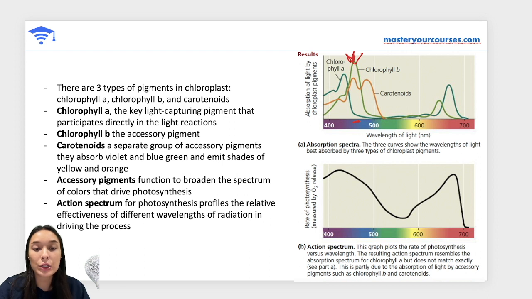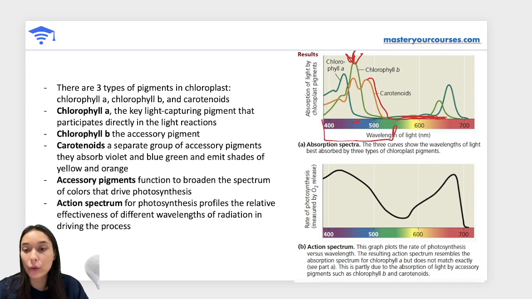So the carotenoids are actually what make up carrots, and you can remember that because they are reflecting yellow and orange light. If you look at where the carotenoids end, they're not absorbing any of this yellow, orange, and red light. That means they're reflecting it, hence why carotenoids show up as orange. However, they are absorbing everything else, which would be this purple, blue, and green sort of spectrum over here.